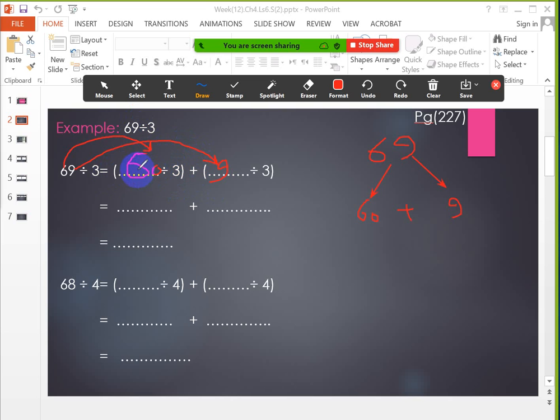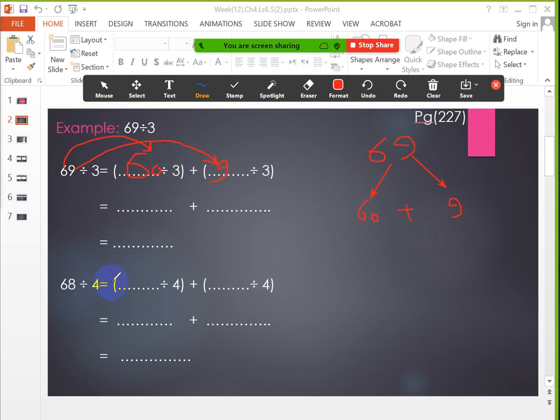Let's see. Can I divide 60 by 3? Yes, 60 divided by 3, it's a tens number. So I will divide 6 by 3 and put 0 next to the number as we learned in the tens. 6 divided by 3 equals what? What's the number that I will multiply with 3? The answer will be 6.